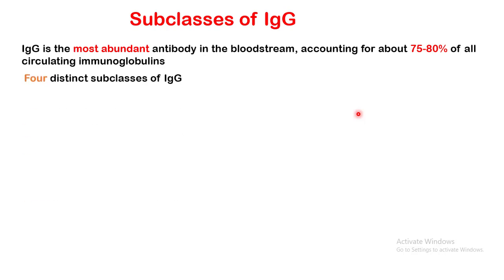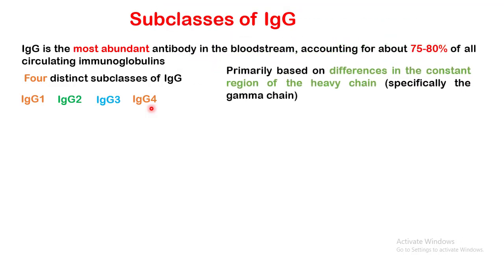Now, immunoglobulin G is further divided into four distinct subclasses. One is known as immunoglobulin G1. The other one is immunoglobulin G2. The third one is immunoglobulin G3. And the fourth is immunoglobulin G4. Now, these subclasses of immunoglobulin G are primarily based on differences in the constant region of the heavy chain.